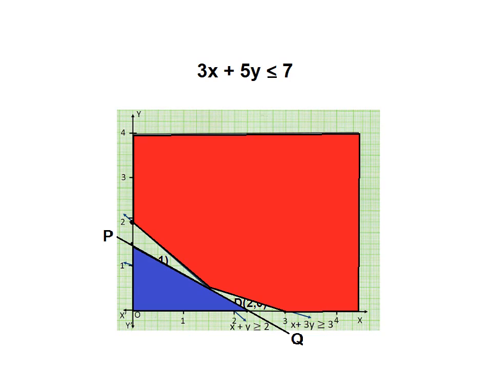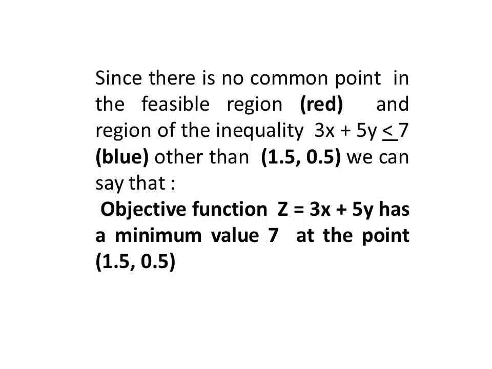So we can safely say that, since there is no common point in the feasible region, that is the red region, and the region of the inequality, that is the blue region, other than that one point where they intersect, that point remains the minimum value. Okay, so safely we can say that z equal to 3x plus 5y has a minimum value 7 at that point, which is 3 upon 2 comma 1 upon 2.